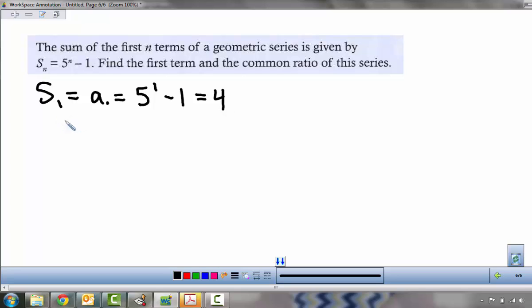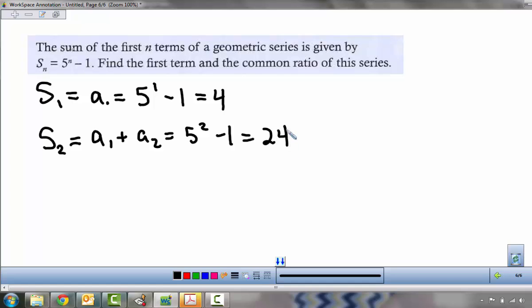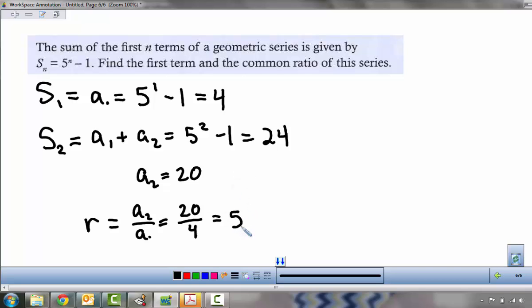Now, if I knew the second term, I could find the common ratio. Well, I can find the second sum, the sum of the first 2 terms. Remember, that's a1 plus a2. It's going to be 5 squared minus 1, so that's 24. Well, if the first term is 4 and the sum of the first 2 terms is 24, that means the second term is 20. And then the common ratio is going to be the second term divided by the first term. 20 divided by 4, that is 5. So my first term is 4, and the common ratio is 5.